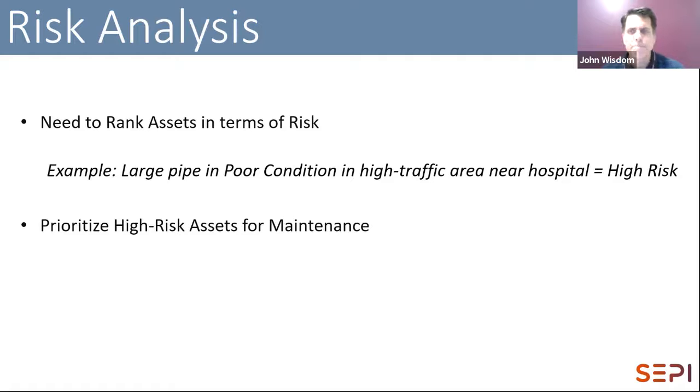So for example, an example of a high risk asset would be something like a large pipe that's in poor or critical condition in a high traffic area that's near a hospital. If that asset fails, you're going to have impacts, probably vehicle traffic impacts, maybe pedestrian traffic impacts. There may be impacts on access to the hospital, which obviously you don't want, or maybe some damage to hospital facilities.